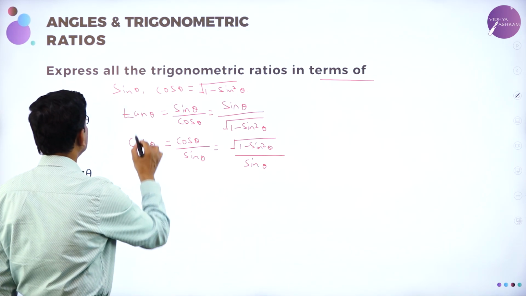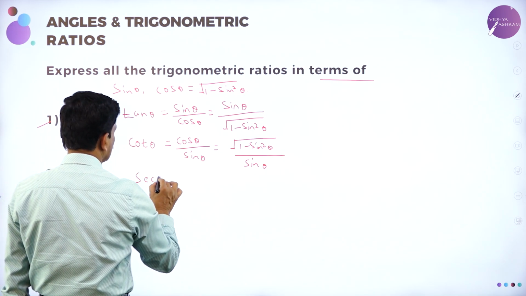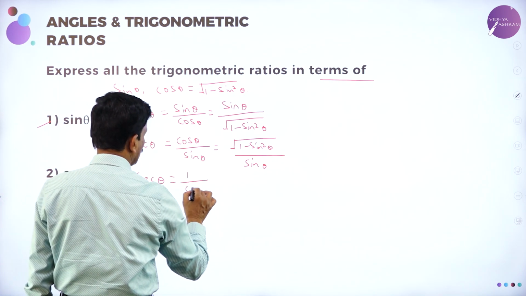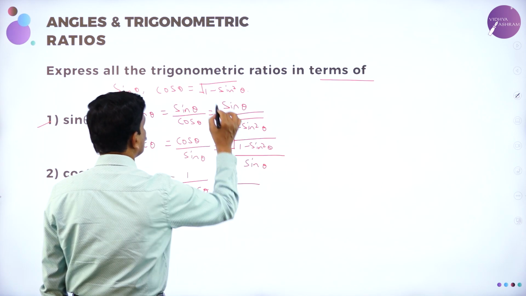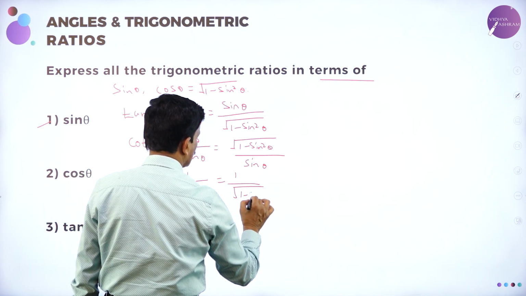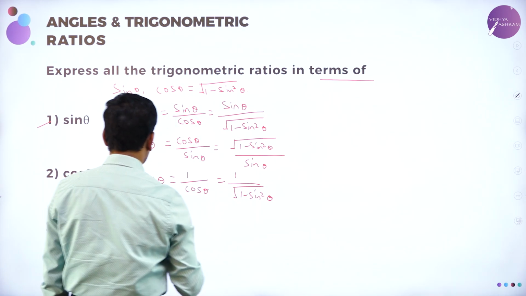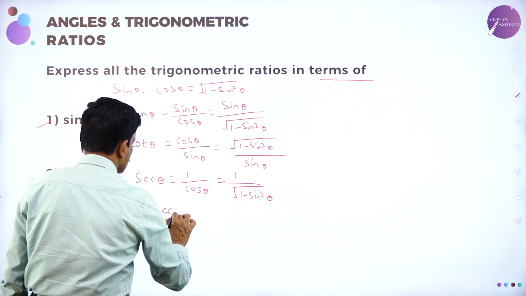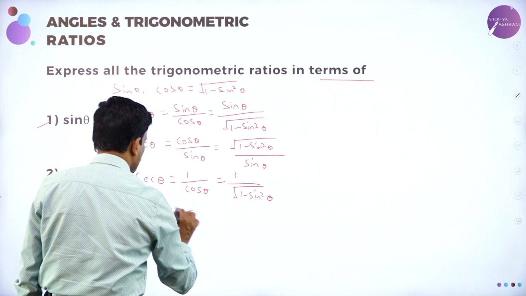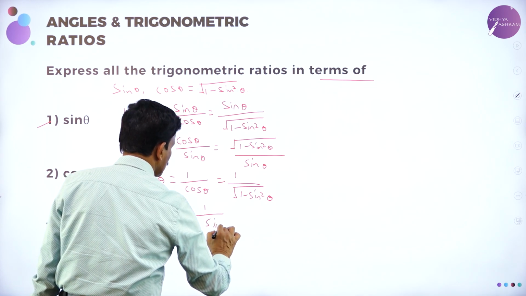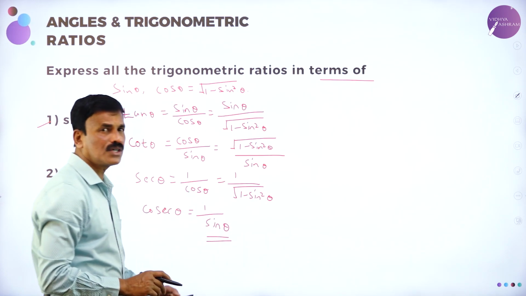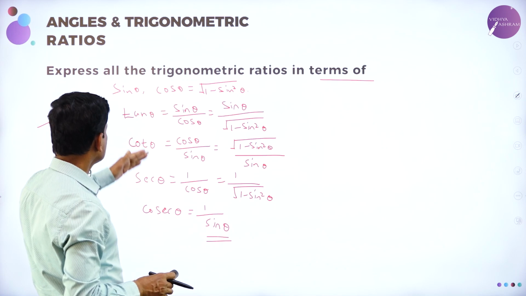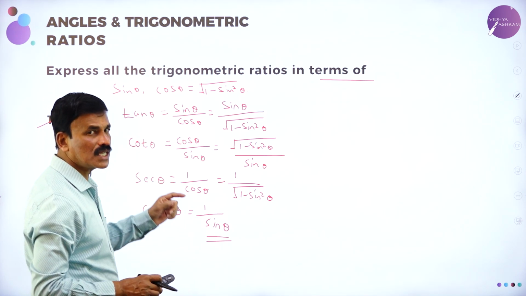Now to find the ratios of secant theta. Secant theta is equal to 1 by cos theta. 1 over what is cos theta? Root of 1 minus sin square theta. And the last one, cosecant theta. What is cosecant theta? Cosecant theta is equal to 1 by sin theta. So this is how we are going to express all the 6 trigonometrical ratios in terms of sin theta.